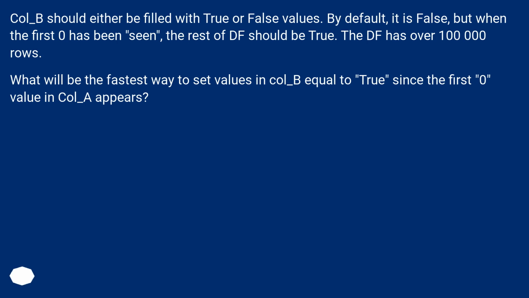The df has over 100,000 rows. What will be the fastest way to set values in call_b equal to true since the first 0 value in call_a appears?